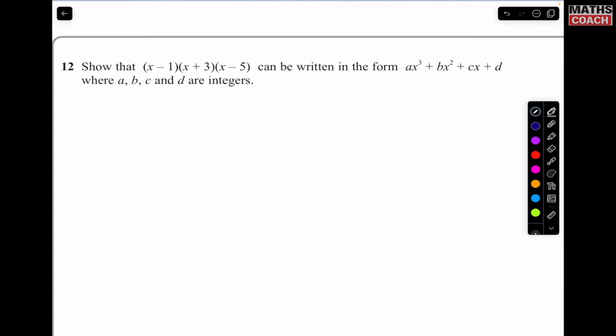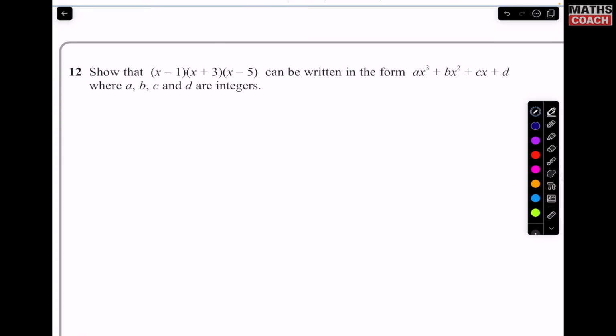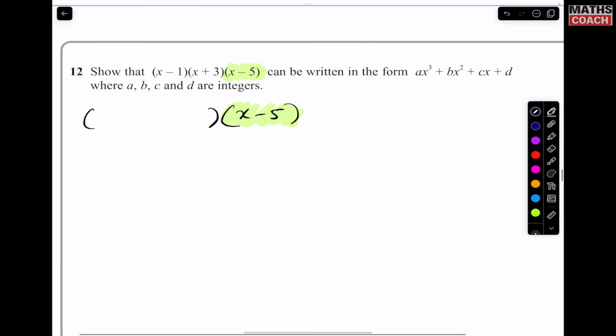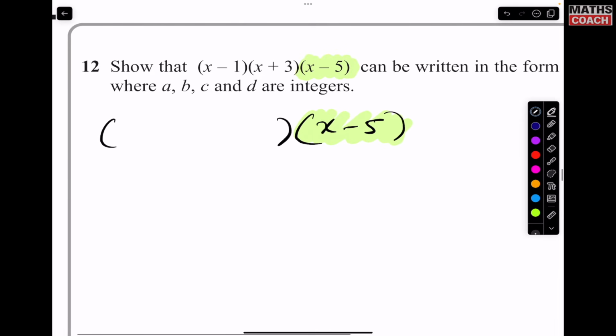All right, question 12. Show that those 3 brackets can be written in that form. So basically to expand those brackets out. What we can do is ignore one of those brackets. You can choose any of them, the first one, the last one, the middle one even. But let's just ignore the last one. So we're going to ignore x minus 5 for now and just expand out the other 2 brackets. So x minus 5 can stay there, and we are just going to expand those out like that. So what do we get? I'm going to expand and collect the like terms together.